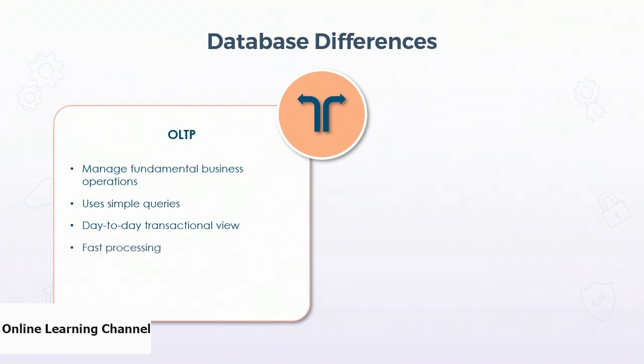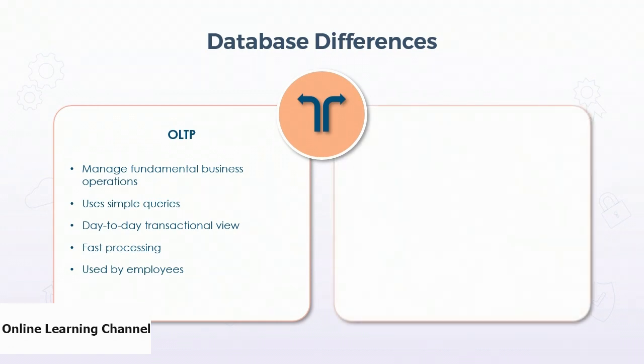And it allows for fast processing. ATM machines and point of sale machines need to process fast. It's not something we can wait for. These are used by employees, right? So the person checking you out at the supermarket or the teller at the bank. That's what we use the OLTP systems for. Maybe it's people in the business who want to see how many sales they did that day really quick, right? A sales manager of some sort.